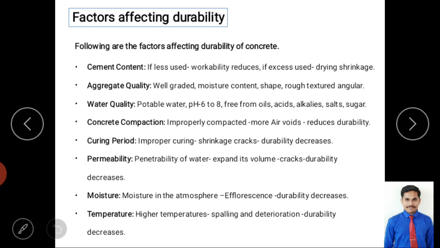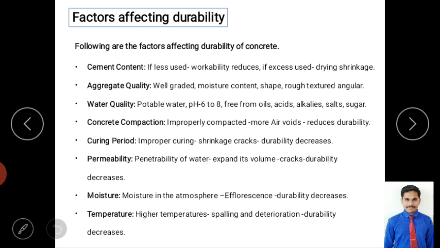Next, factors affecting the durability. So what are the different factors which control the durability of the concrete? Many factors are there, but we'll discuss one by one some of the general and main factors which influence the concrete, as an overview. The first one is cement content. Actually, cement content is one of the requirements of concrete.